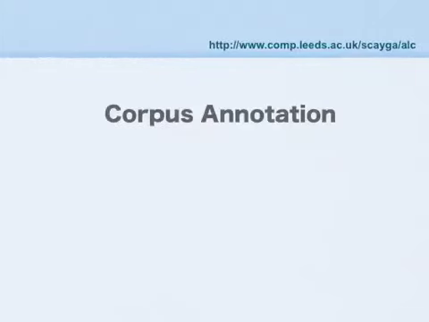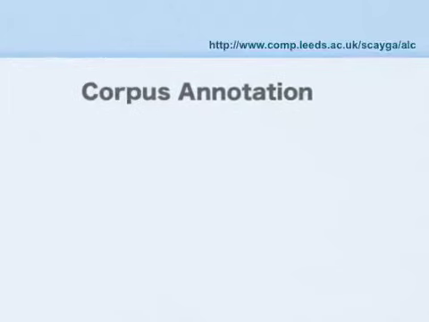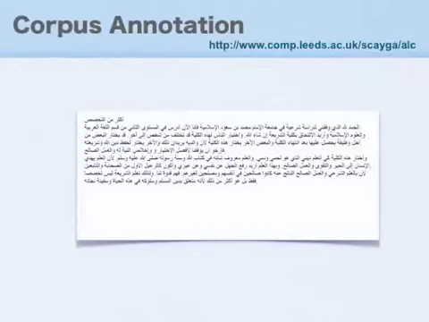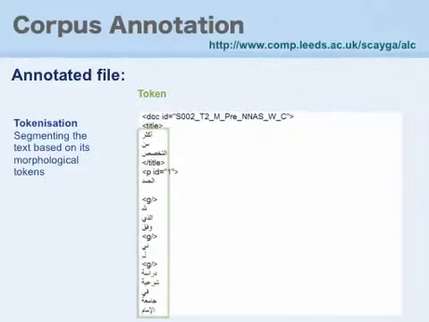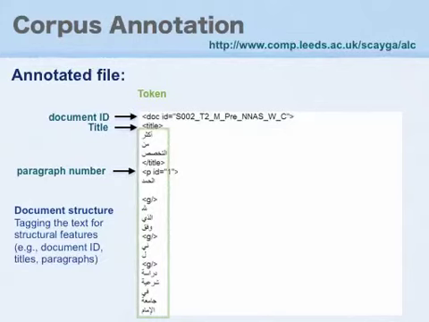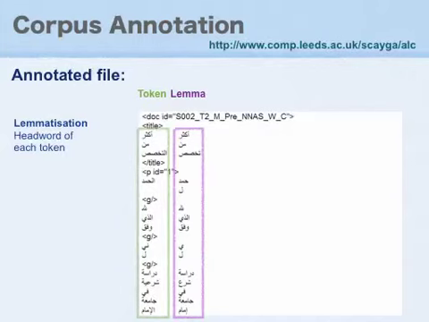As for annotation, in order to annotate such a raw text file, it's firstly segmented based on its morphological tokens. With the segmentation process, the text is tagged for structural features like document ID, title, paragraphs, numbers, etc. Then the text is lemmatized by adding the head word of each token.